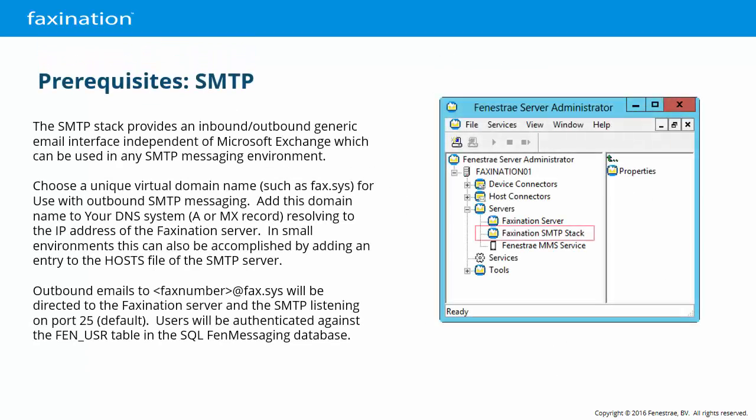If you'll be using the Faxination SMTP stack, you'll need to choose a unique virtual domain name to use for addressing and DNS routing. In our examples, we use fax.sys, and we configure that in the local DNS as an A or an MX record that resolves to the IP address of the Faxination server. Using the fax.sys virtual domain name, the outbound addressing format would be faxnumber@fax.sys. Your mail system will perform a DNS query on fax.sys and then make a connection to port 25 on the Faxination server to deliver the message for processing.